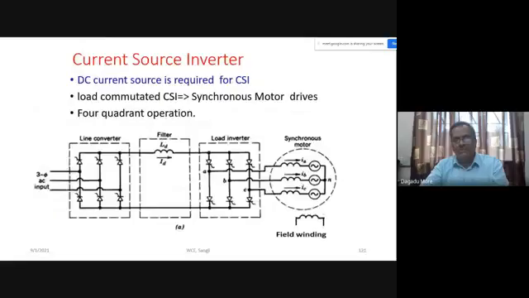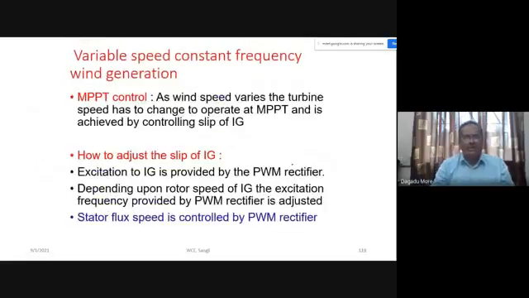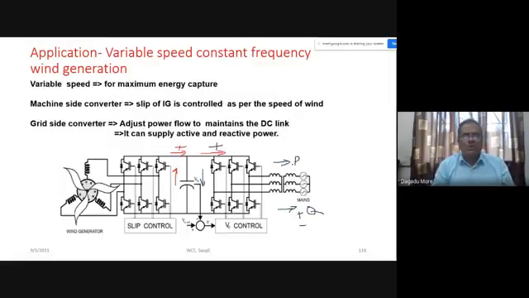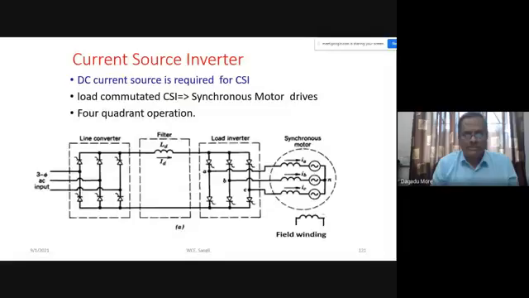So any question? This was on the three-phase PWM voltage source rectifier. Any doubt? We have discussed two applications. One is the AC drive and the other is the variable speed, constant frequency wind power generation. Any doubt? Now let us just revise.